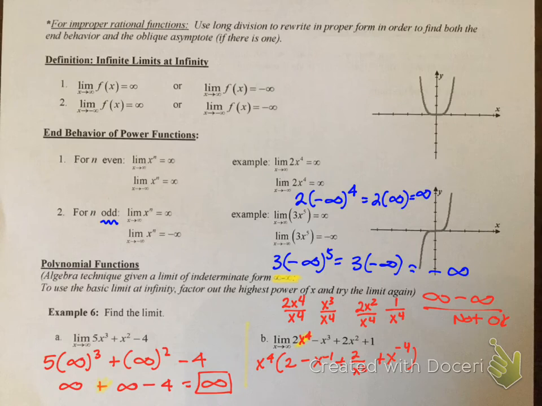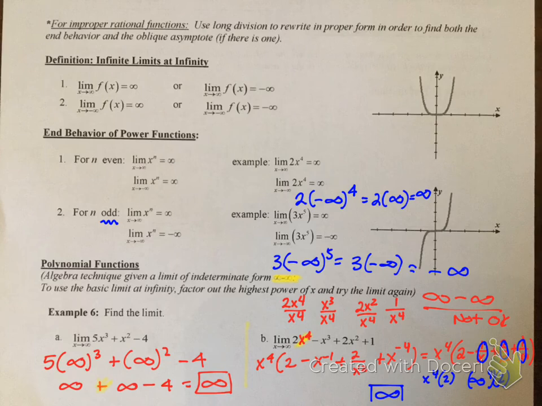Now we're going to apply the rules. So if I rewrite this, I get x to the 4th times 2 minus 1 over x plus 2 over x squared plus 1 over x to the 4th, right? Remember, 1 over x goes to 0 when I plug in infinity. 2 over x squared goes to 0. And then 1 over x to the 4th goes to 0. So basically what I have left is 2. So I have x to the 4th times 2. Now plugging in infinity, I get infinity to the 4th times 2. And that results in just infinity.